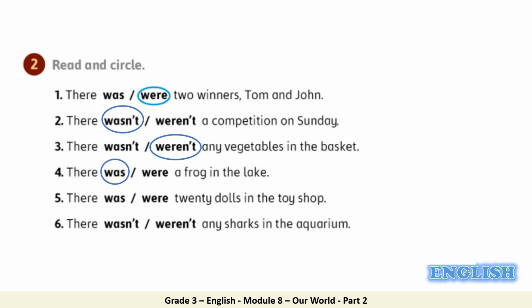Excellent! The correct verb is was. There was a frog in the lake. How did you know? Excellent, because frog is a singular noun. Number 5. There was or were 20 dolls in the toy shop.